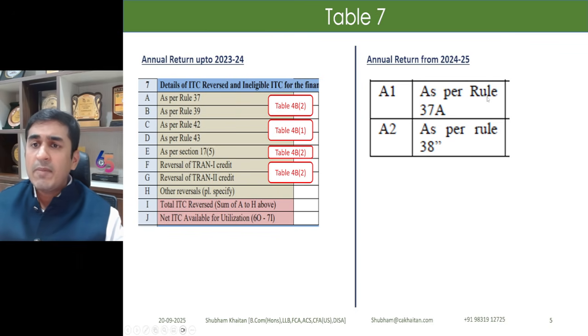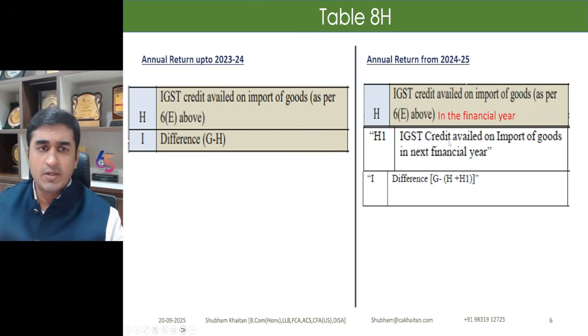So in a situation where the supplier has filed GSTR-1 but not 3B, that ITC I should be reversing as per rule 37A needs to be reported here. A2 is as per rule 38, which is for banking and financial institutions, 50% reversible ITC. Whatever ITC is there under rule 38, I have to report it here. So A to G would have a couple of new tables getting inserted.